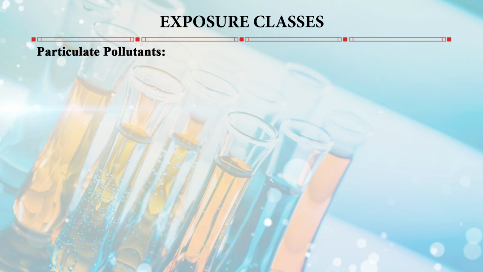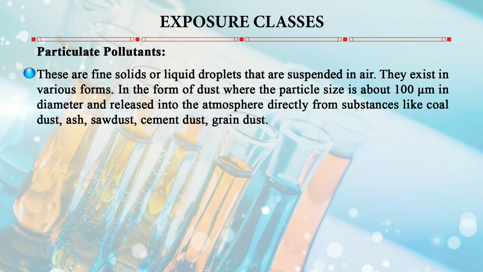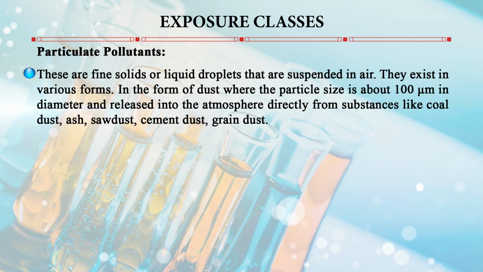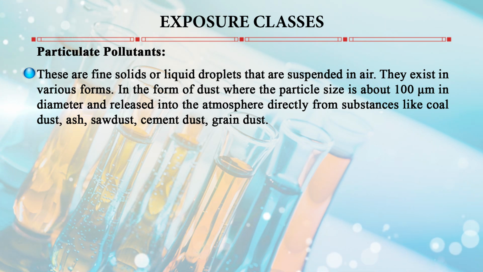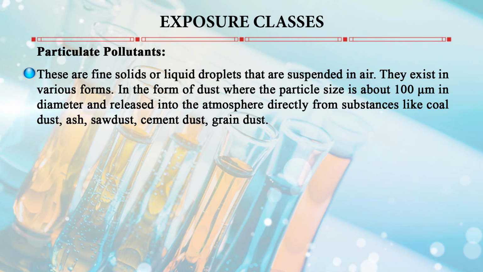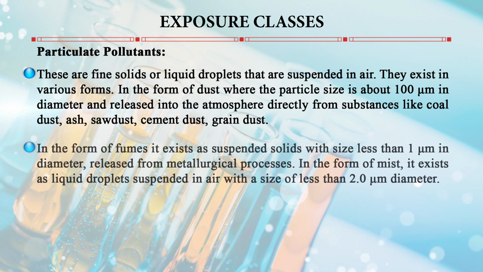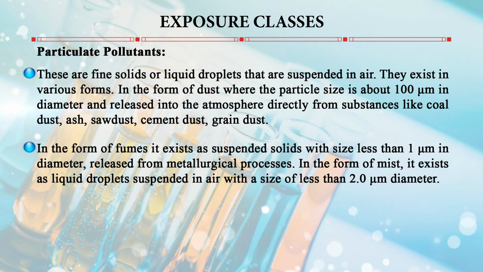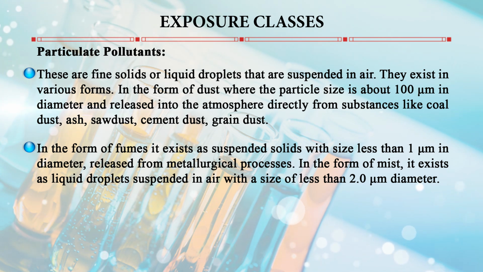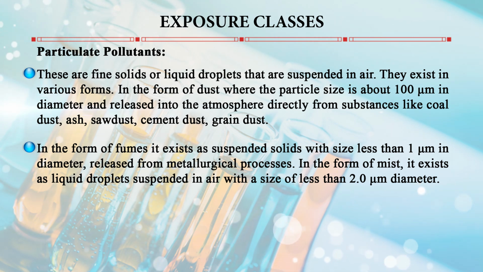Sometimes it may be a particulate pollutant, that means fine solids or liquid droplets which are suspended in air, and they exist in various forms like dust, where the particle size is about 100 μm in diameter, released into the atmosphere directly from charcoal dust, ash, sawdust, cement dust, or grain dust. In the form of fumes, they exist as suspended solids with size less than 1 μm in diameter, especially released from metallurgical processes in industries.